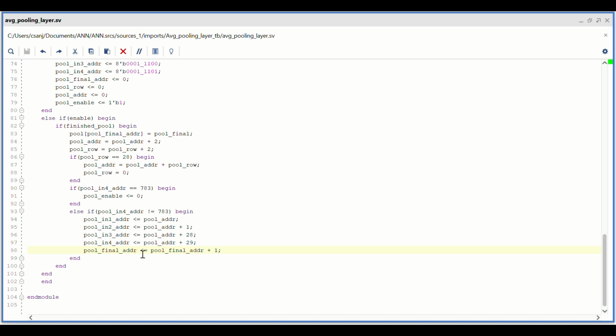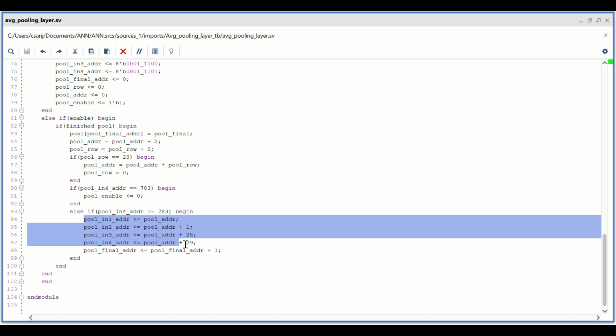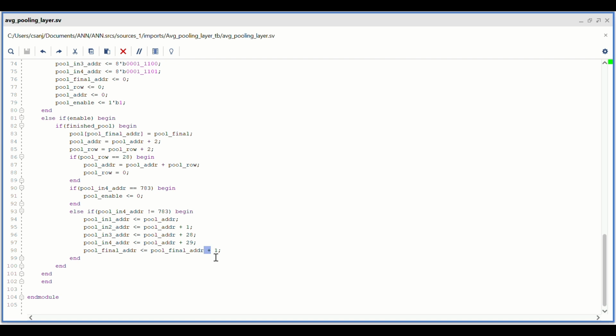And the final address is computed here. The final address is incremented because you send these 4 pixels to your average pooling module, the average pooling is computed, and it is stored in this address. Initially, my pool final address was 0 when reset is asserted. It increments in the next iteration to 1, in the third iteration to 2, and this is basically computing the address for your modified pooled image. This pool final address is the address of your pooled image. That is why your entire result is stored for the set of pixels you are sending to the average pooling layer. That is how this entire algorithm works.